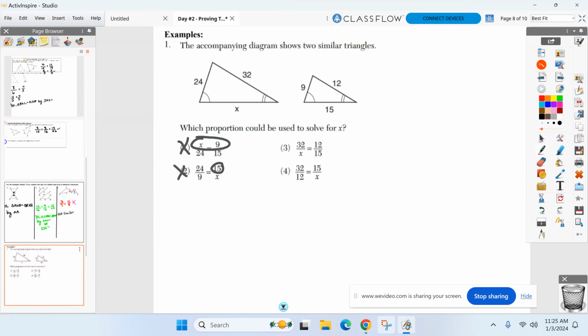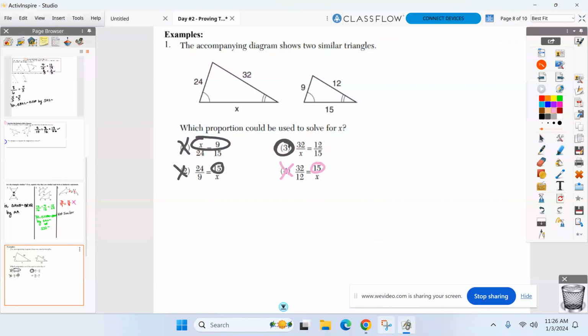How's 3 look? So 32 and x, they took two sides from the same triangle. Does 32 match up with 12? Yeah. Does x match up with 15? Yep. So that's going to be our good one. Why is 4 bad? And why is 4 incorrect? What went wrong with 4? 32 does match up with 12, but what's wrong with the 15? That should be a side from the 32 triangle. Okay, that should be a side from the 32. Questions?